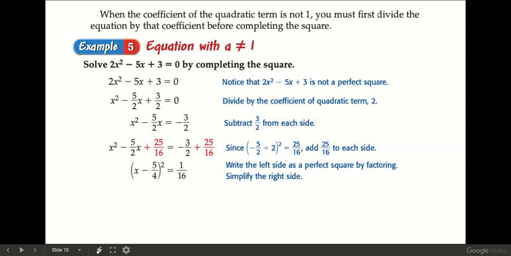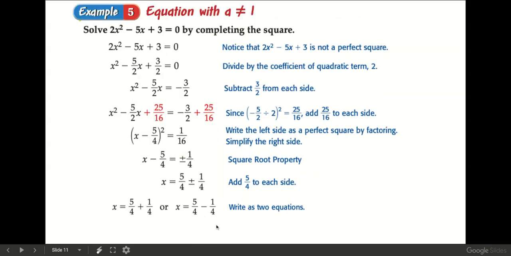And then I can go ahead and take the square root of both sides, which gives me x minus 5/4 equals plus or minus 1/4. Add 5/4 to each side. And there's my two answers, right? 5/4 plus 1/4 and 5/4 minus 1/4. And so when I solve those, I get x equals 3 halves and x equals 1. So again, that would be my solution set there.